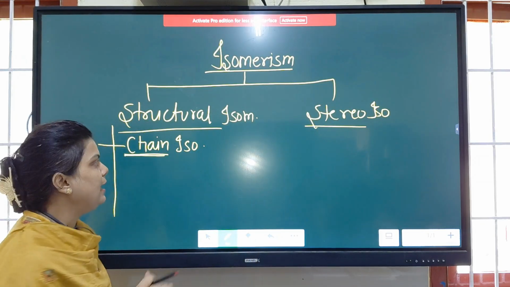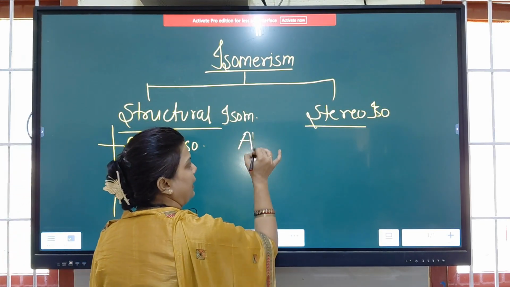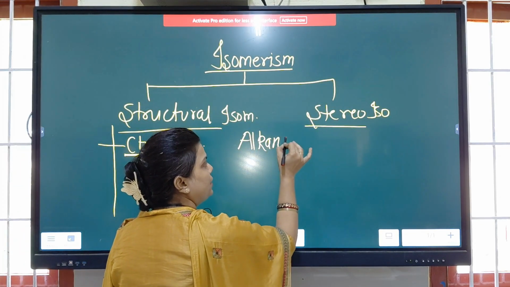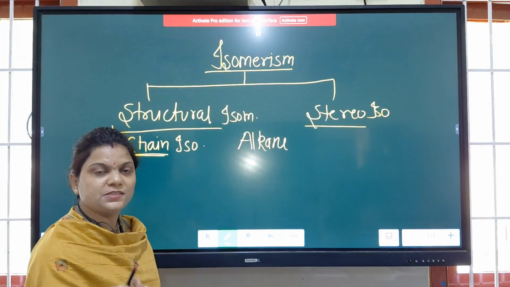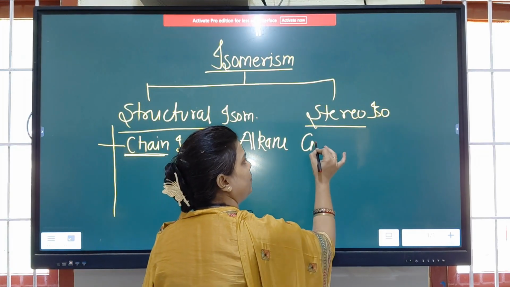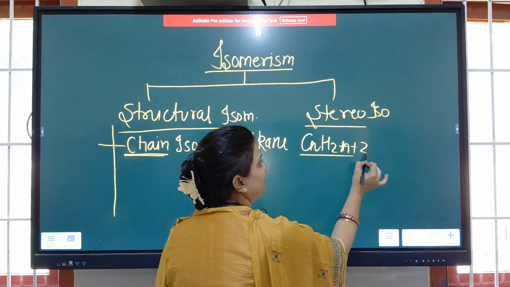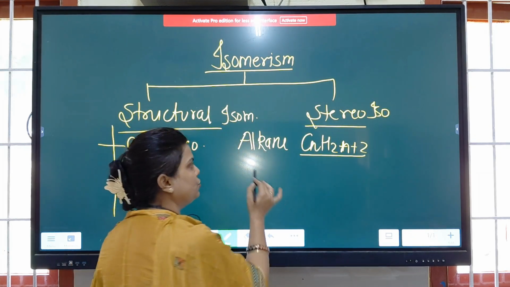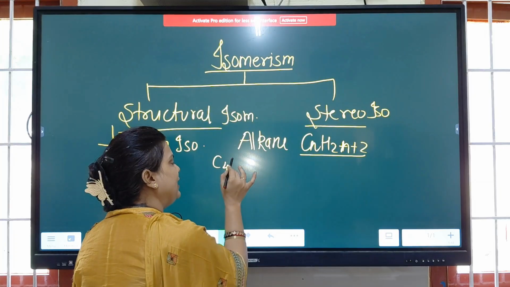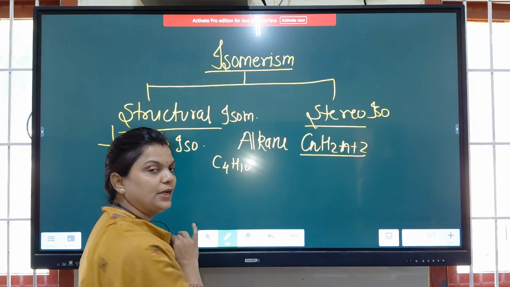Getting it or not? Here I am going to take the example of alkane. You all know about the general formula of alkane. What is the general formula of alkane? Its general formula is CnH2n+2. So on the basis of that, I have chosen the example C4H10.